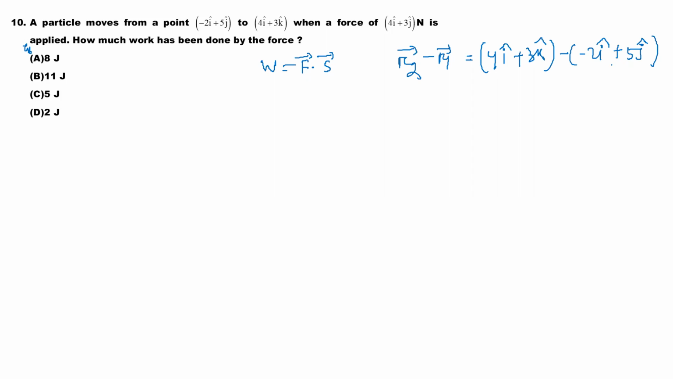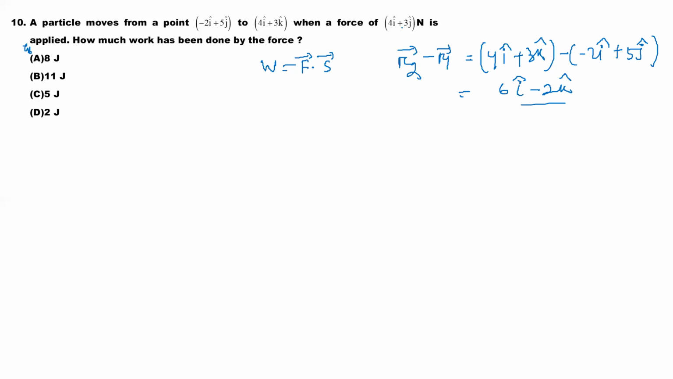By solving this, how much is 4i minus of minus 2i? That is 6i. R2 minus R1: 4i minus of minus 2i, how much? 6i cap. Plus 3k cap, plus 5j minus 5j cap. How much? Minus 2k cap. This is the position vector.